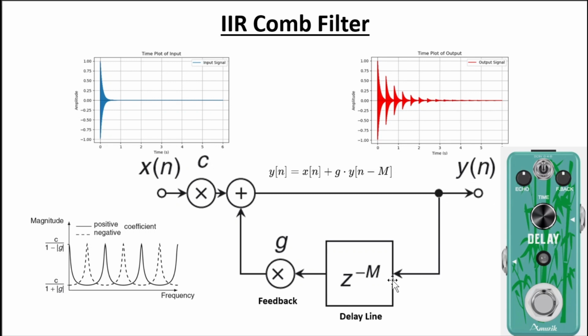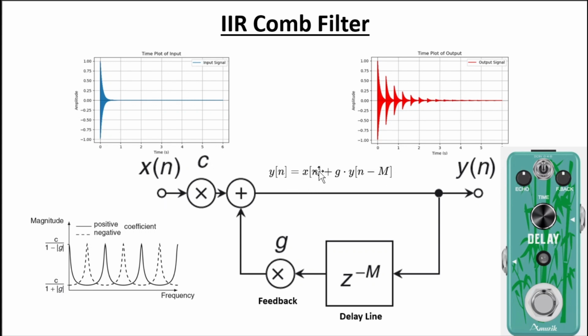The output is then fed back to this block, which is called a delay line. This M represents how many samples will be delayed before they are allowed to pass through this block. And then this G is an attenuation factor, which is multiplied with the signal. And this is added back to the original input. And that's how this equation is formed.